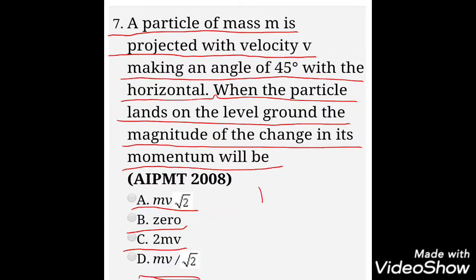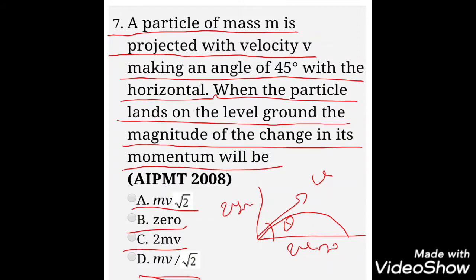Here, this is the projectile. You are projecting with velocity v. If it is making an angle theta, the components are v cos theta and v sin theta. The horizontal component of velocity is constant throughout the motion, but the vertical velocity goes on changing continuously. So initially, what is the change in vertical momentum here?